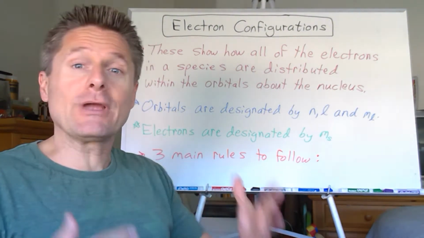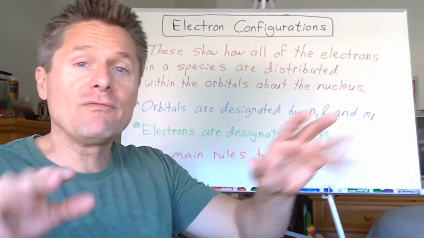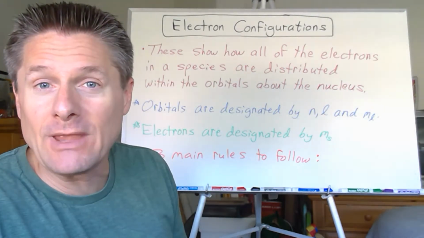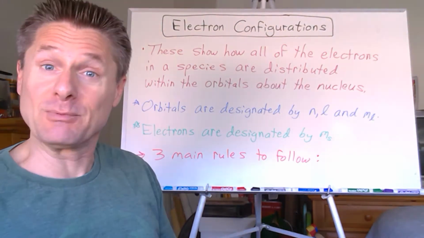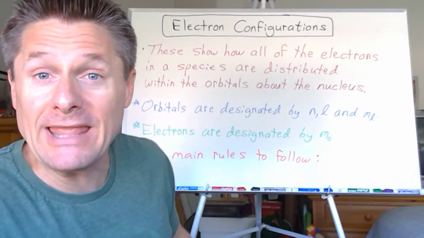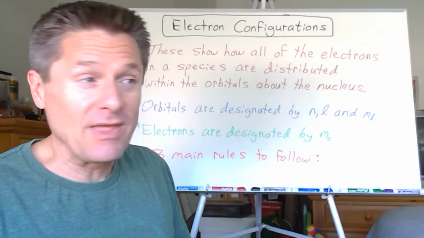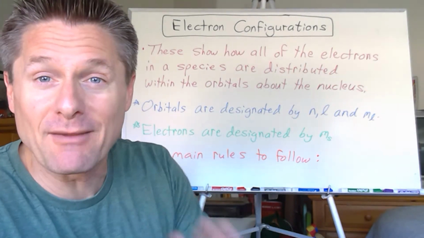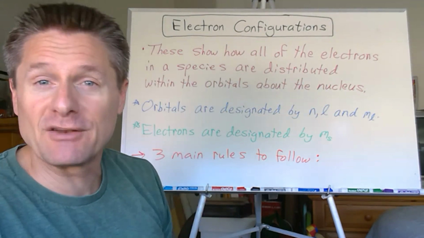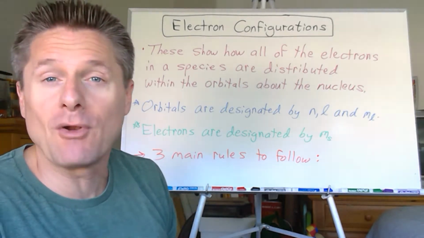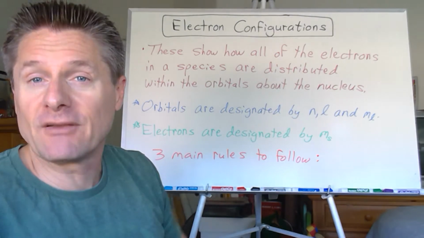So let's look at how we distribute these electrons within all of the available orbitals. Obviously, we have more orbitals available than we have electrons, so we'll never run out of seats for electrons, trust me. That's what an electron configuration is: how we distribute all of the electrons for any species among its different orbitals.